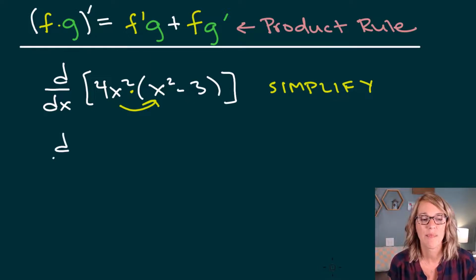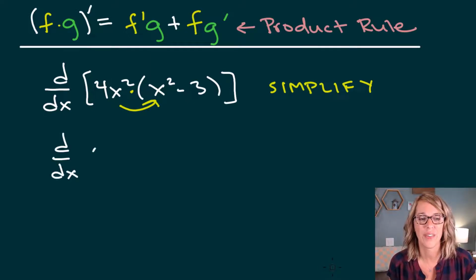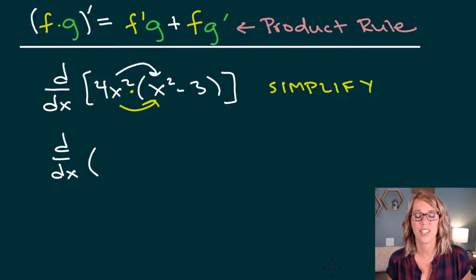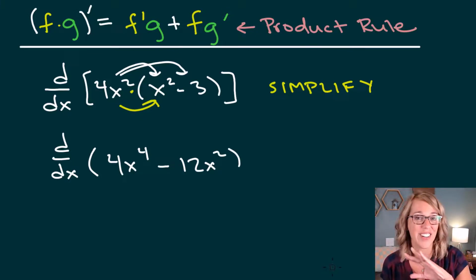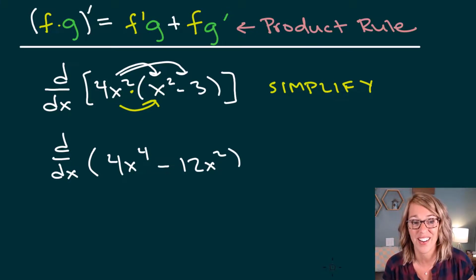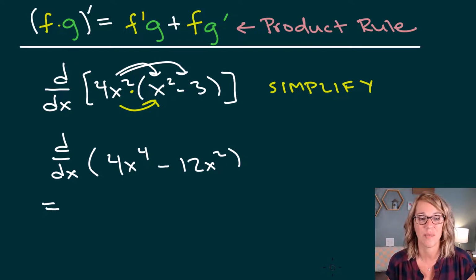So I'm going to hang on to my derivative, so d dx, and let's go ahead and multiply the 4x squared through. So 4x squared times x squared, that's going to be 4x to the fourth. And then 4x squared times negative 3 is minus 12x squared. Oh my gosh, that is so much easier. No product rule necessary. Let's go ahead and just differentiate term by term.